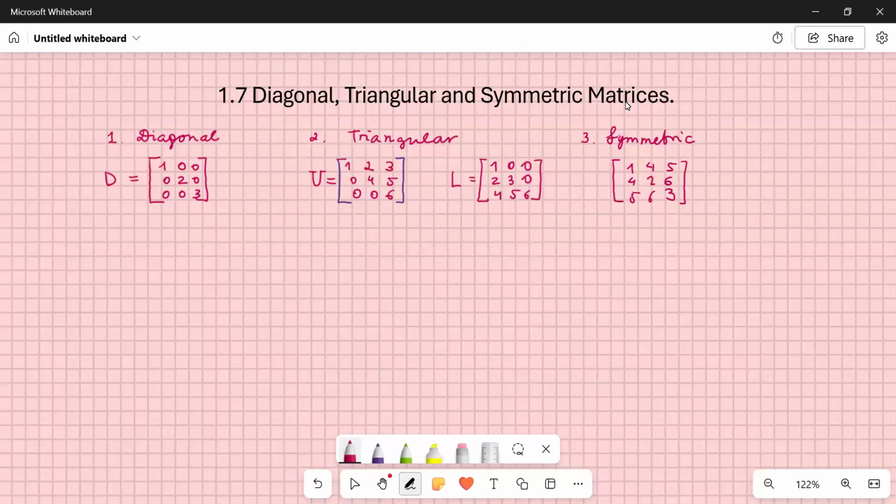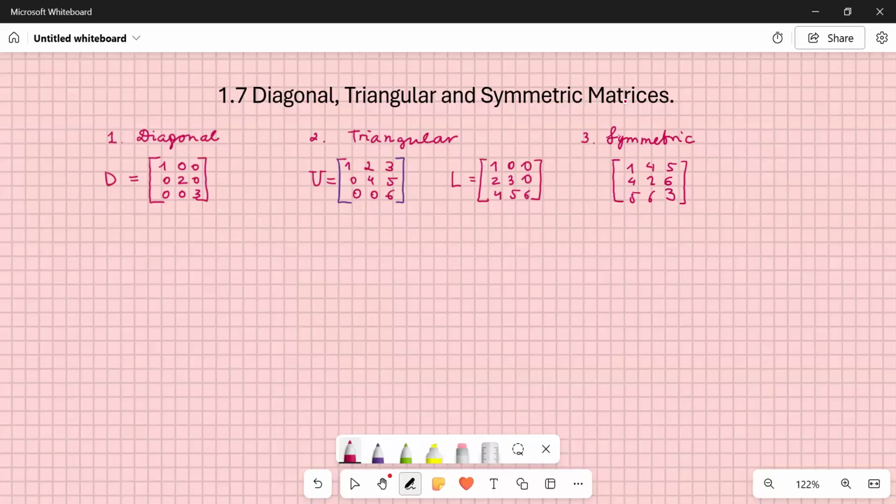So what is a diagonal matrix? Diagonal matrix, we are going to use letter D for that, is going to have non-zero elements only on the diagonal. All other elements must be zero. It does not mean that you cannot have zeros on the diagonal, but other elements must be zeros and the diagonal can be zeros or non-zeros.